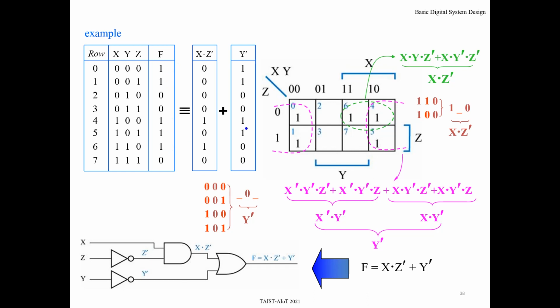Note that this cell you select is covered by this term y prime and also this term. That means when you apply the input 1, 0, 0, this input makes both this term and this term become 1. Anyway, when you sum together, it also gives logic 1 as the result. Okay, that's okay.